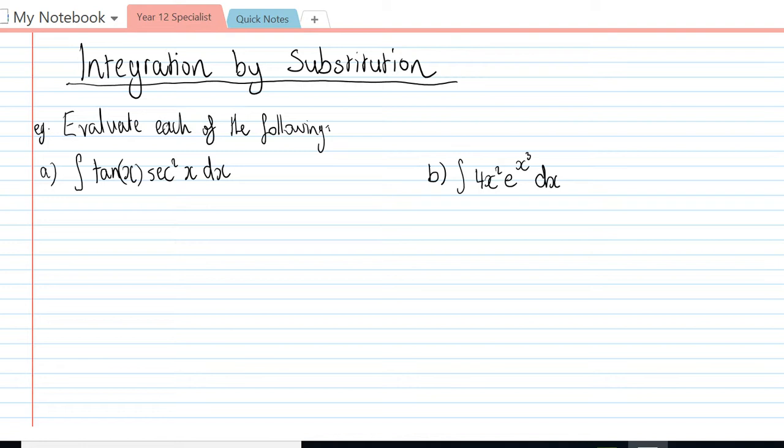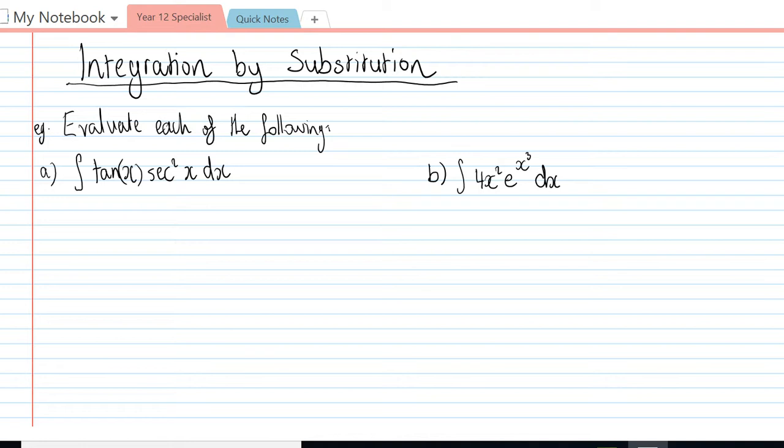This is a type of question that comes up fairly regularly throughout the specialist maths course and is also commonly used at higher levels of maths. If you're going on to a tertiary level to study maths, this process comes up quite frequently. It's a process which enables us to solve integration problems that we wouldn't be able to do otherwise without the use of technology, because just looking at them, they're kind of nasty.